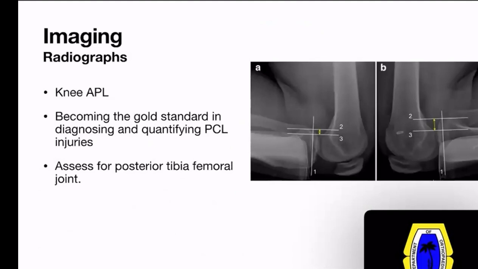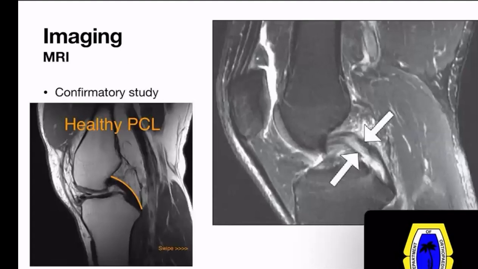So imaging, knee APL becoming the gold standard, quantifying PCL. So you do a stress test, you ask the patient to kneel, and you take the X-ray looking at the sagittal view, no? And you measure the distance of tibial translation, posterior tibial translation. So confirmatory study is of course MRI.